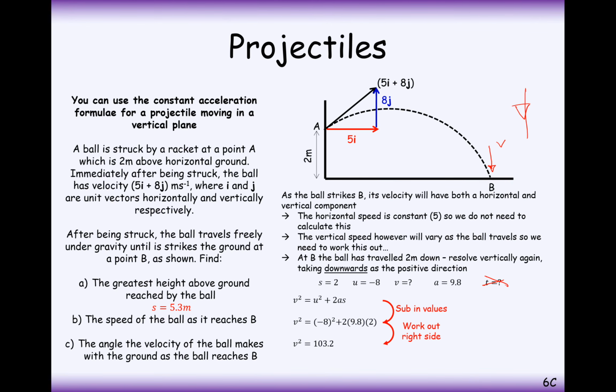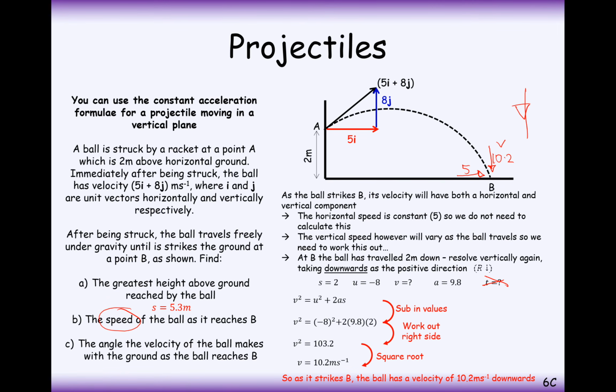We're going to get v squared is 103.2. We can work out v by square rooting that to 10.2. Okay, so that's going to be the velocity going downwards. We're looking for the total speed though that the ball reaches point B at. So remember, speed is going to be the total value of the two velocity vectors. We're going to have 5 going to the right, and we're going to have 10.2 going downwards.